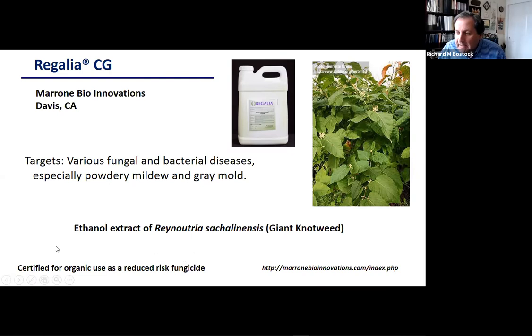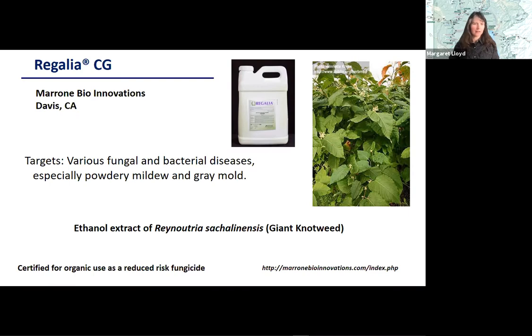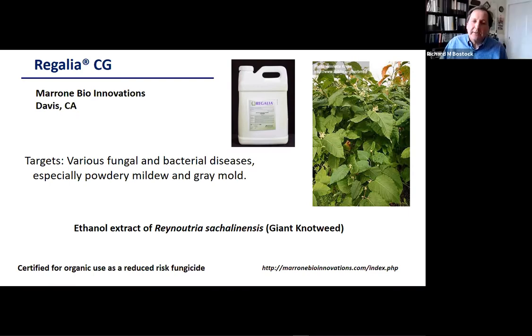But it is certified for organic use as a reduced risk fungicide. I'm pretty sure it's certified by CCOF. I believe it is. Is that correct, Margaret? I can double check, but I think in other parts of the country it is. I know California has more restrictive rules on some things.